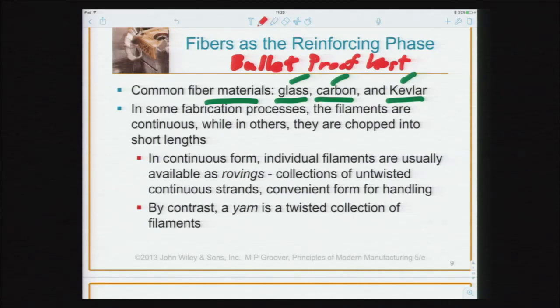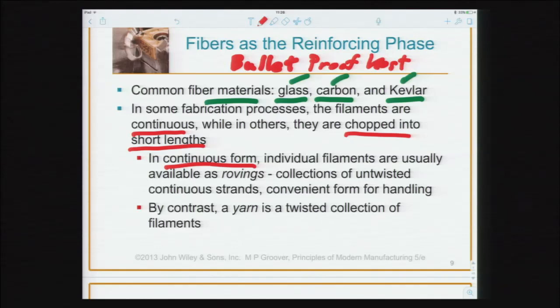Alright, so let's see the next bullet. In some fabrication processes, the filaments are continuous, while in others, they are chopped into short lengths. So there are various forms, both continuous and short lengths. So in this slide 9, it talks about continuous form. Next we are going to learn about forms of continuous fibers. There are various forms. So start with continuous form.